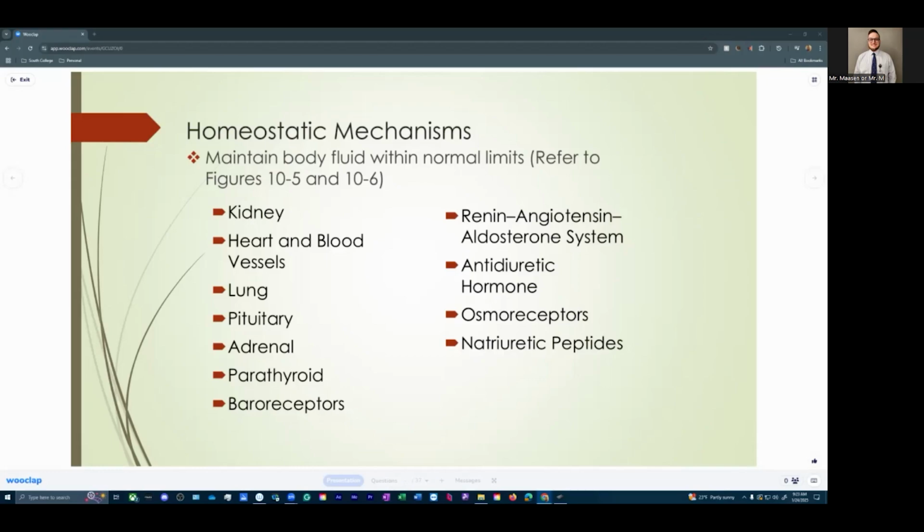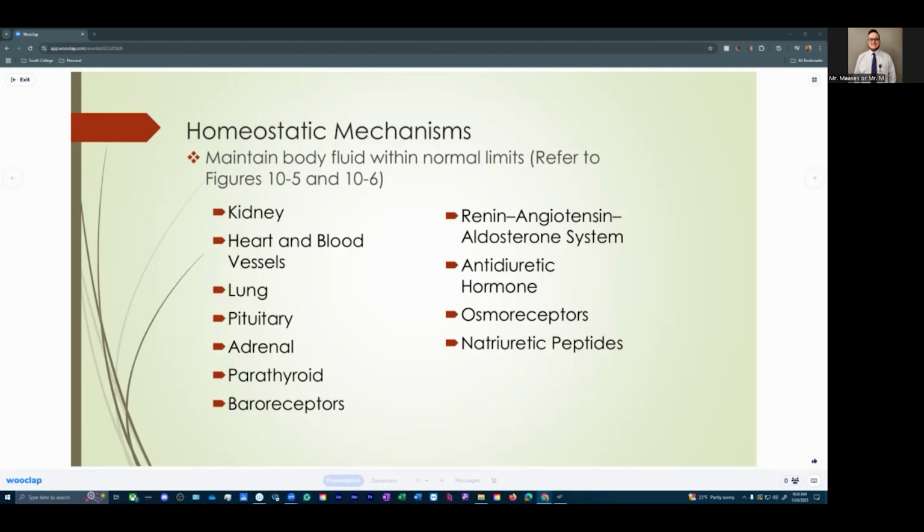Baroreceptors and osmoreceptors are here too. Baroreceptors are about pressure changes, and that can affect our fluid status. And then osmoreceptors are more in line with detecting concentrations of solutes and chemicals, and therefore changing the way the blood vessels act to balance that. And then the RAA system, renin angiotensin aldosterone system. We'll talk more about that and how that regulates fluid.